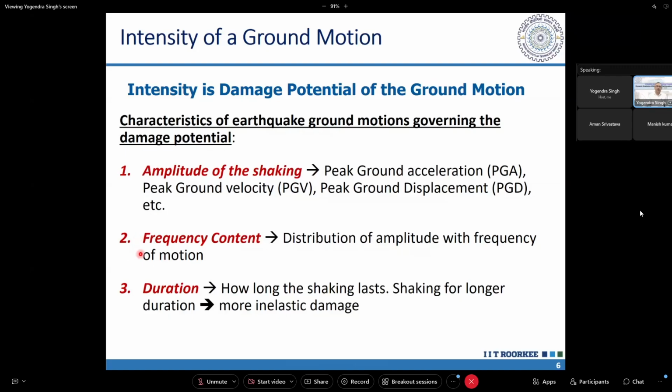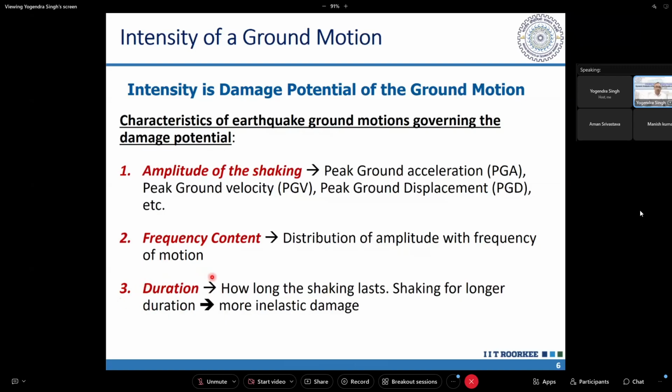It will also depend on the frequency content. If the frequency content of that ground motion is in the range in which our structural frequency of vibration lies, then the damage is going to be much more. But if the frequency content of the earthquake is very different from our structure, then the damage is going to be less. Unfortunately, in most cases, the predominant frequency of the earthquake, the frequency of vibration of the soil on which our structure is located, and the frequencies of the structure are close. Even if they are not coinciding, they are close. That's why this becomes very important.